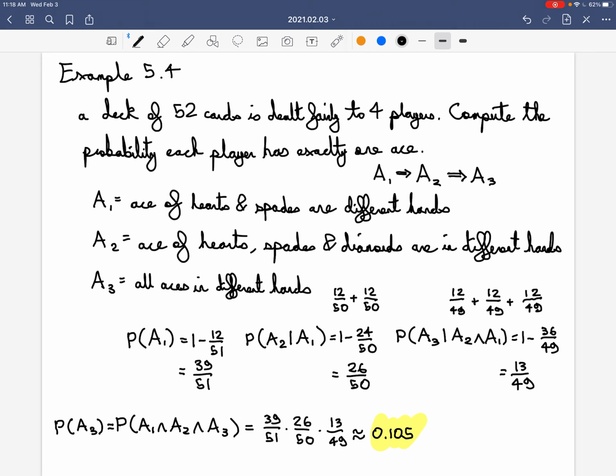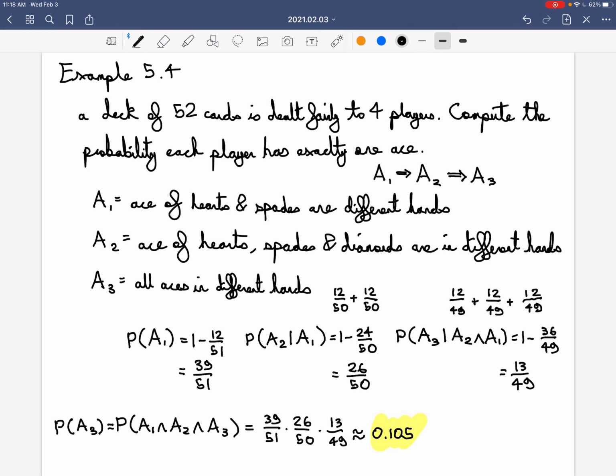Okay, so what have we computed? We've computed that the probability that the ace of hearts and the ace of spades are in different hands is 39 over 51. We've computed that given the ace of hearts and spades are in different hands, the ace of hearts, spades, and diamonds being in different hands is 26 over 50. And we've computed that given the ace of hearts, spades, and diamonds are in different hands, all aces being in different hands has a probability of 13 over 49.